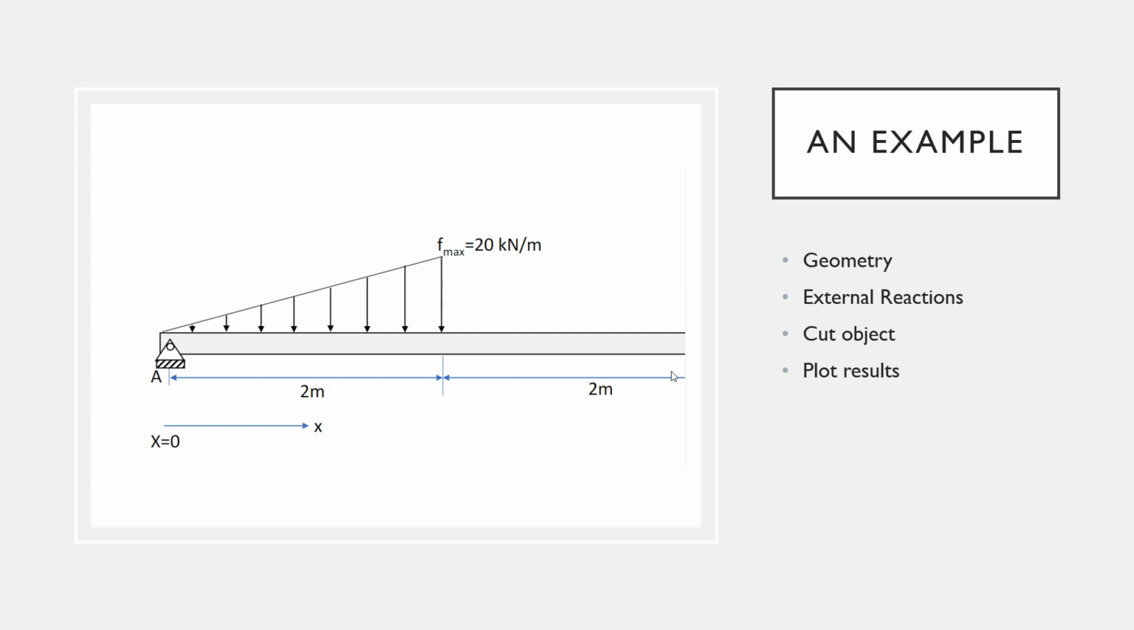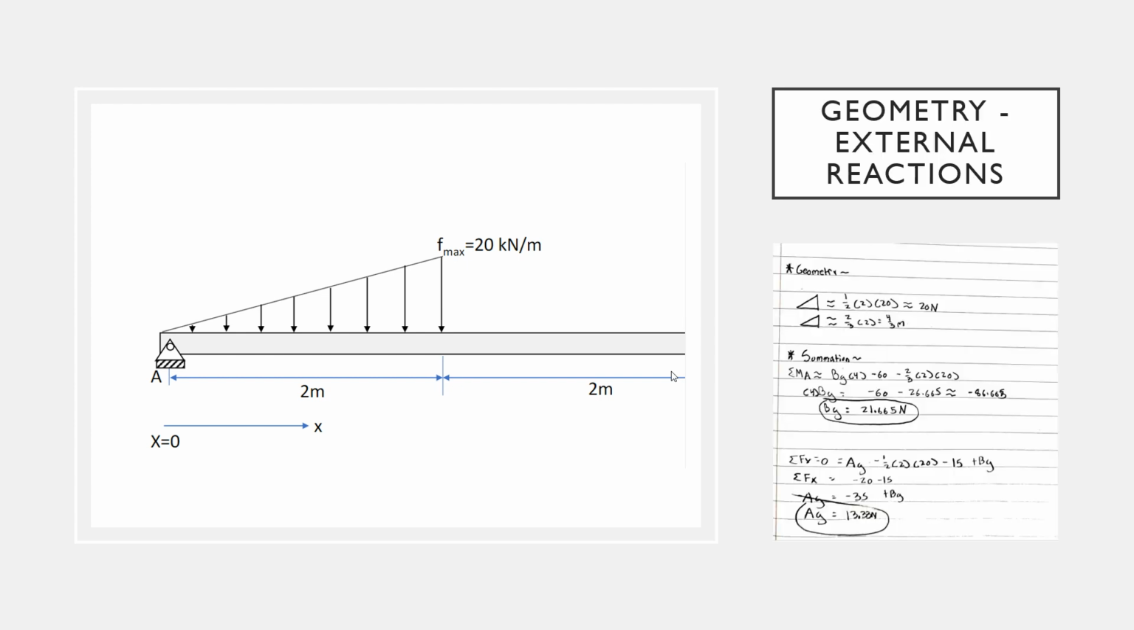So here's the example. As you can see, it's a rigid body. We're going to be going through the steps. First, geometry. Second, external reactions. Third, cut object. And fourth, plot the results. So as you can see on the right, I first break down the example into geometry. There's a triangle, so you find the geometry of a triangle. From there, you find the external reactions. You sum it with the moments, and from there you get your AY and BY.